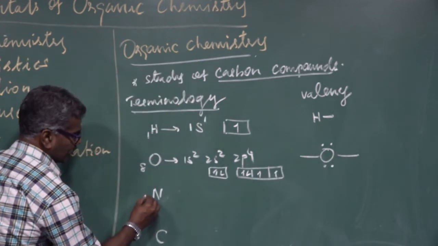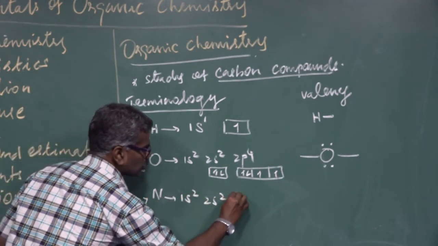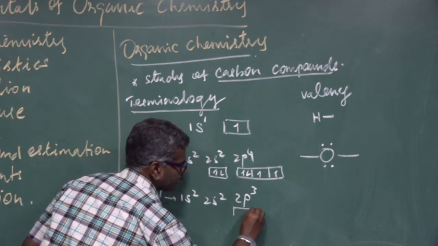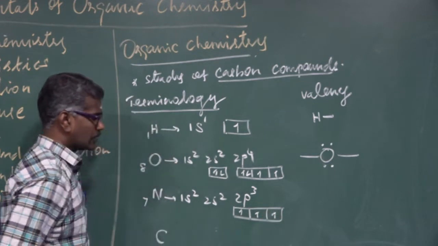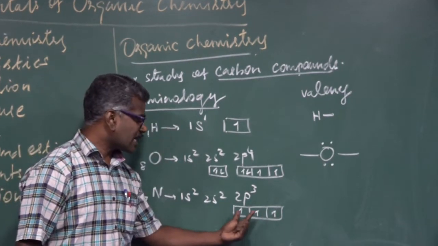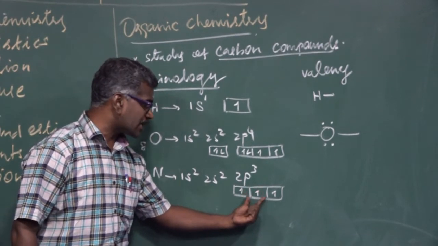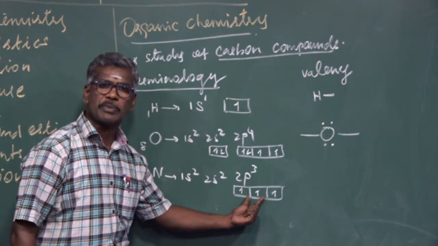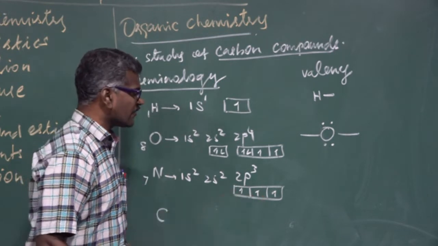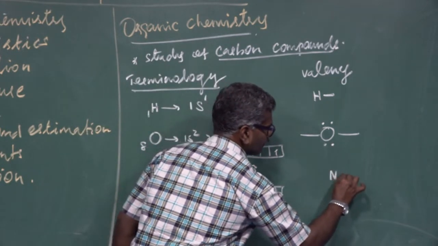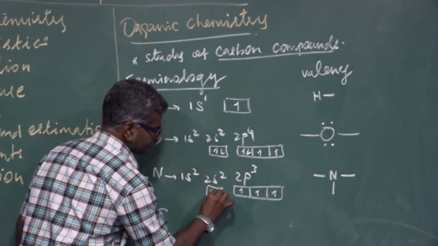Another one is nitrogen. Atomic number 7, electronic configuration 1s2, 2s2, 2p3. There are 3 unpaired electrons required to form a stable compound. These 3 electrons are gained from the nearest noble gas to attain stability according to the octet rule. So valency 3. Here there is only one lone pair.